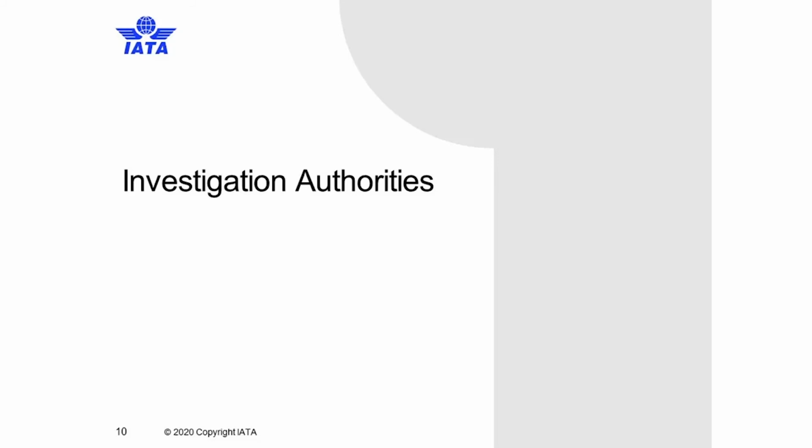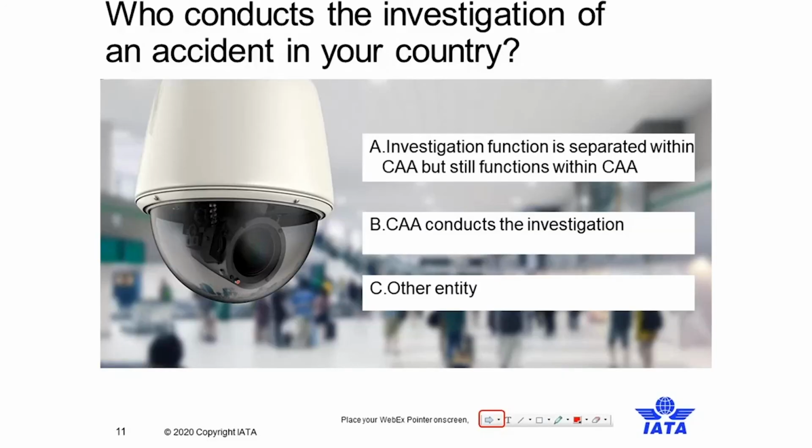What you also have in other countries is the CAA forming part of the investigation body. And again, there are some issues here. Maybe we're going to discuss potential issues shortly. But since we all come from different countries, I think this is a good time for me to ask you what happens in your country. So please, if you can use the WebEx pointer showing what happens. Let me read the possible options: either the investigation function is separated within the CAA but still functions within the CAA, or the CAA conducts the investigation, or another entity conducts the investigation. Please let me know what happens in your country, and we're going to discuss the pros and cons of these decisions.